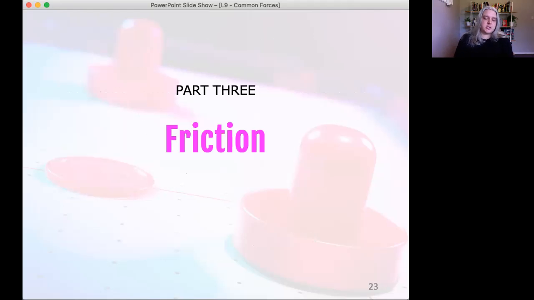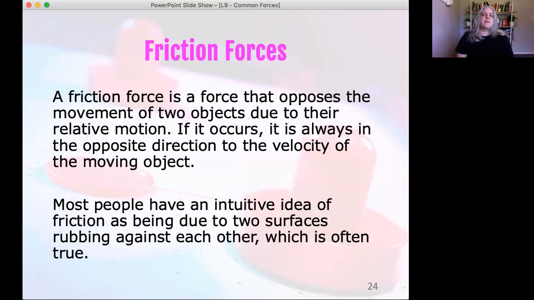The next part is friction. Friction is a very common force, but it's also one that we sometimes deliberately ignore while we're solving a problem to try and make it simpler. A friction force is a force that opposes the relative movement of two objects due to that relative motion. If it occurs, it is always in the opposite direction to the velocity of the moving object.